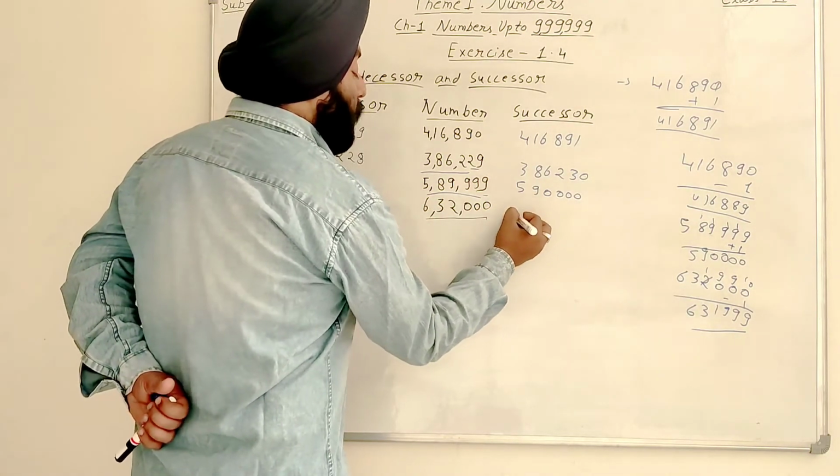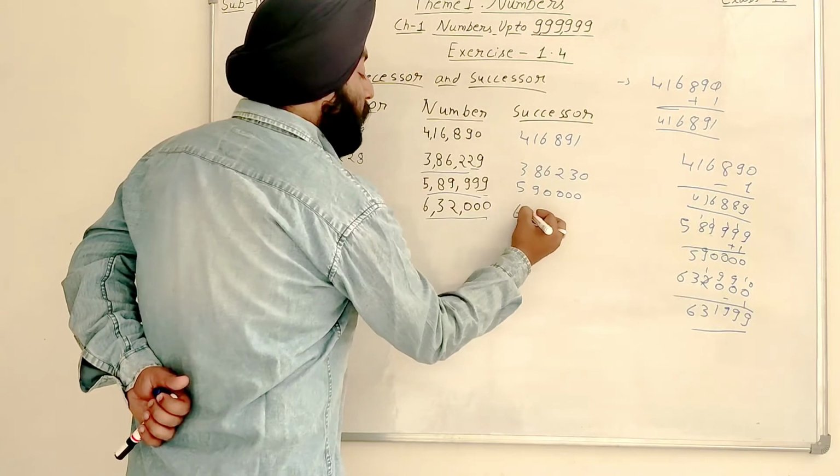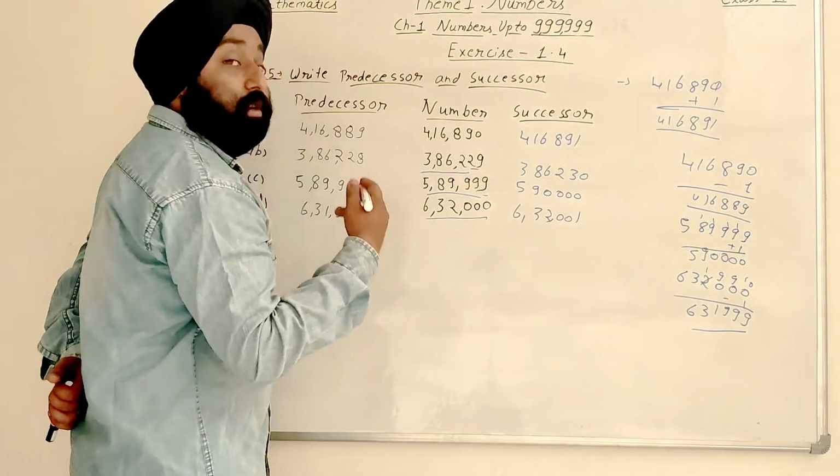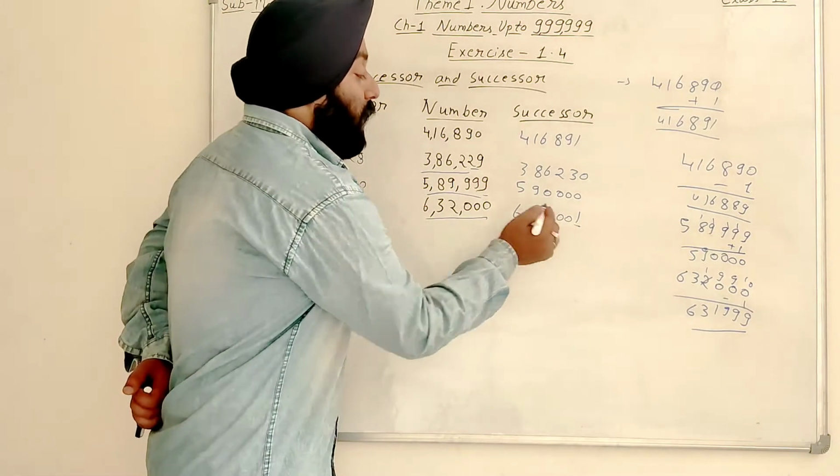6,32,000. And the successor of this is very easy, 6,32,000 and only 1. We just have to put 1 in the end.